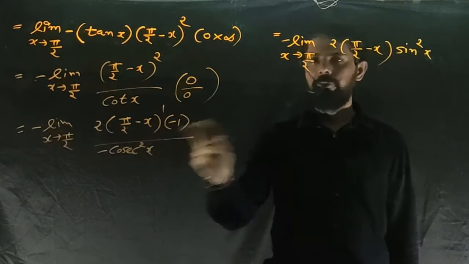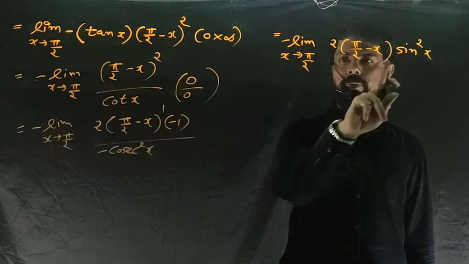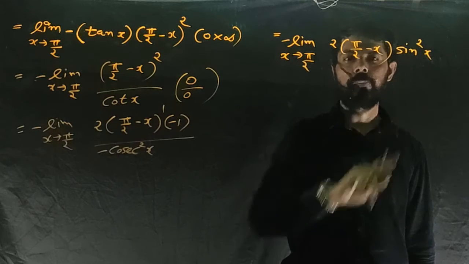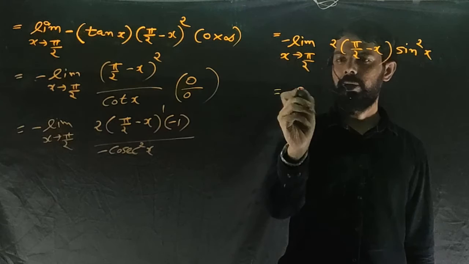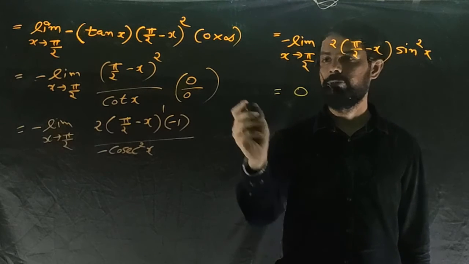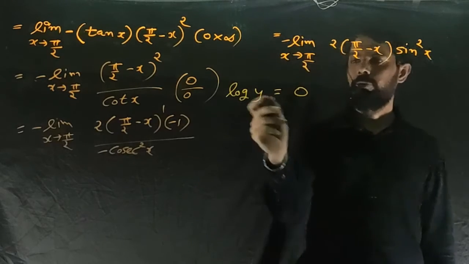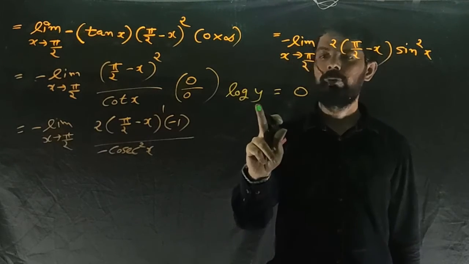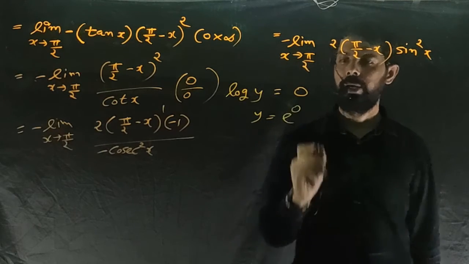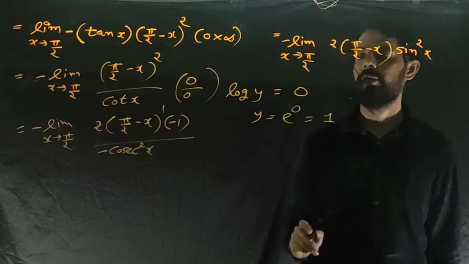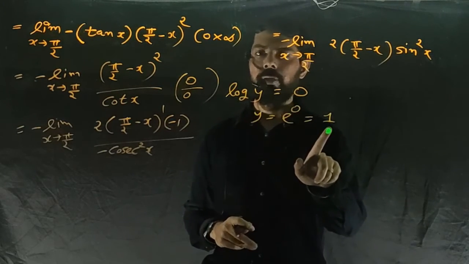Now if we replace x by pi by 2, then pi by 2 minus pi by 2 will be 0, and the value of sin pi by 2 is 1. So 0 into 1 will be 0. So we will get the answer 0, that is, the value of log y is 0. Okay. But we have to find the value of y. So y will be e raised to 0, and e raised to 0 is 1. Therefore the answer of the question is 1.